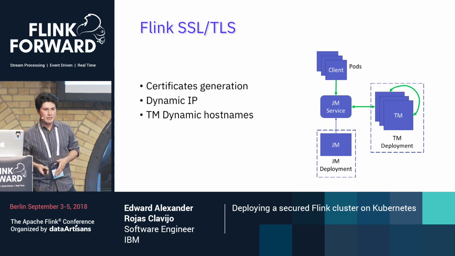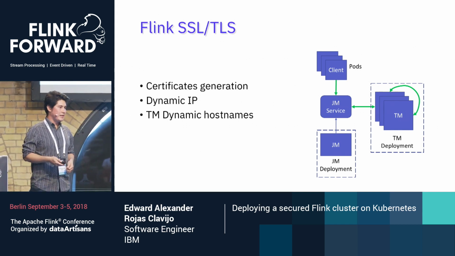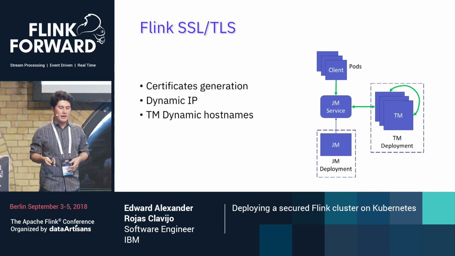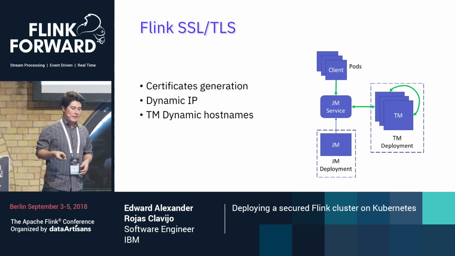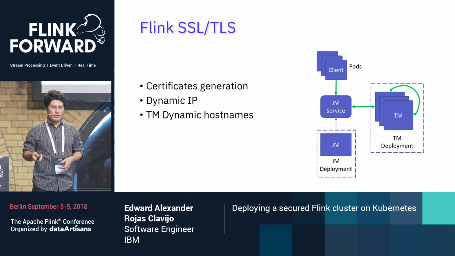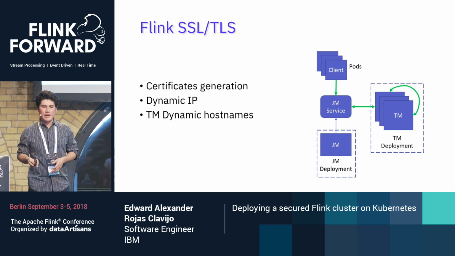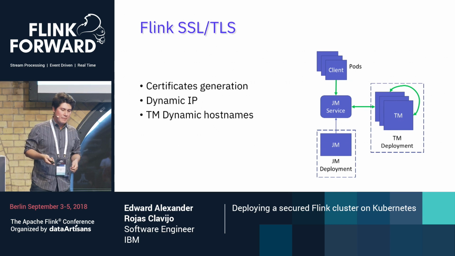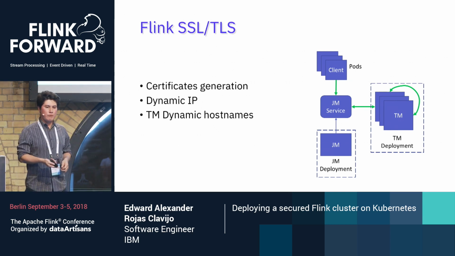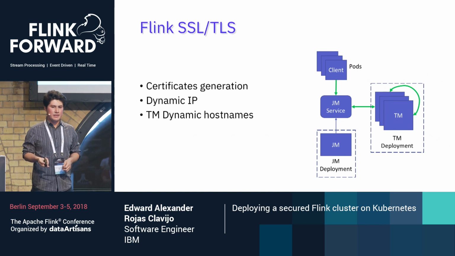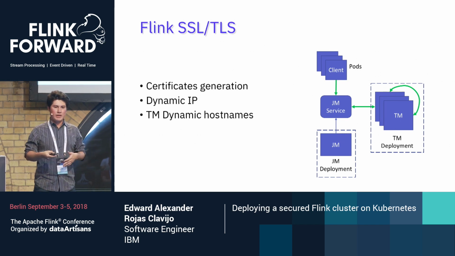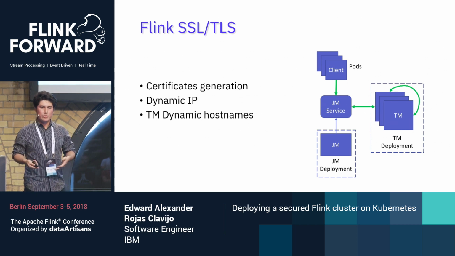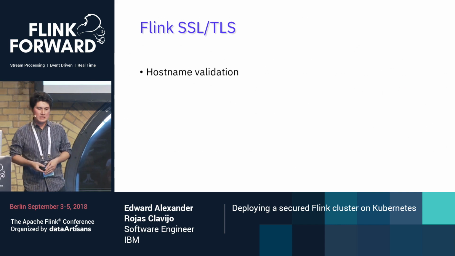But here we have the first challenge when we deploy this in Kubernetes. By the nature of Kubernetes, all the pods have dynamic IPs. And some of the pods, for example the task manager, have a dynamic hostname as well. So how do we address that? We saw before that for the job manager, we can create a service, and then from that we can address the job manager using a fixed hostname. So we thought that we could do a similar thing for the task manager.